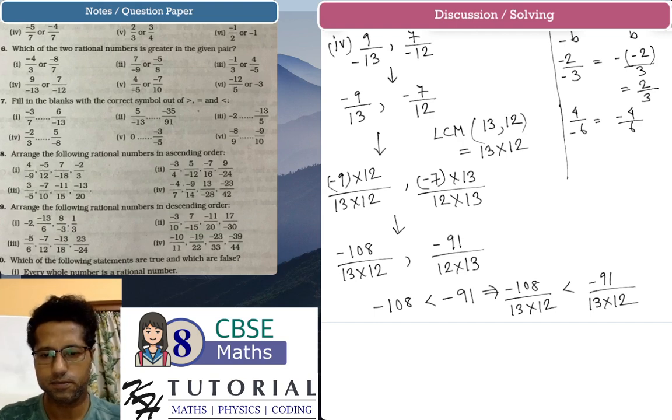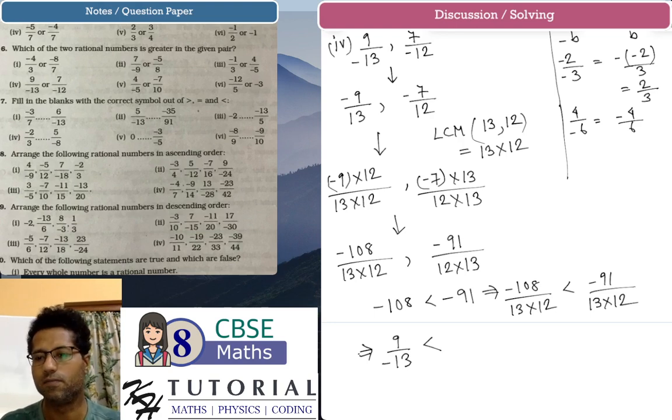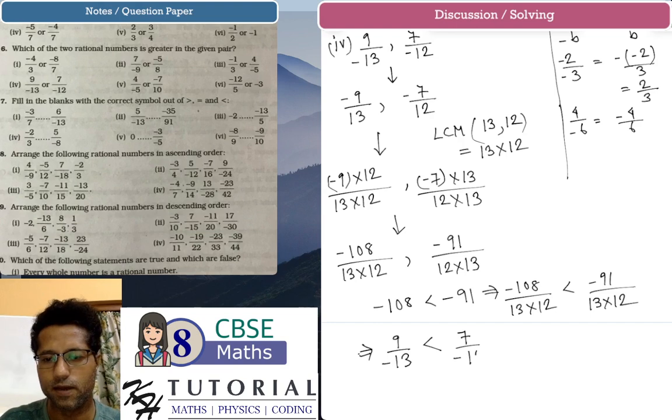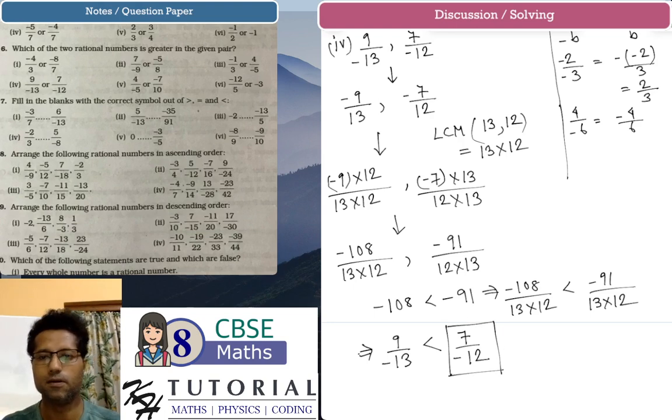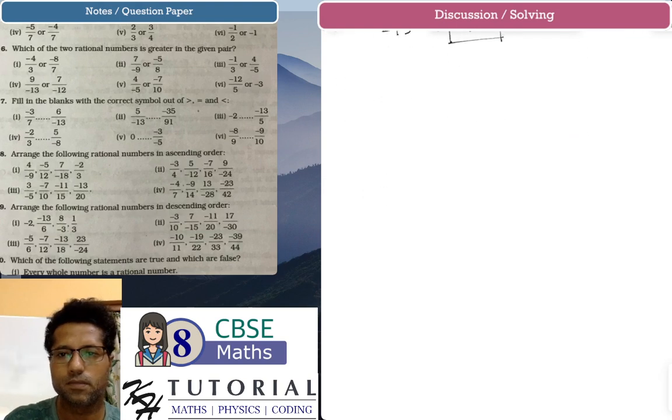Okay, now this implies the original rational numbers for minus 108 divided by 13 into 12 was 9 by minus 13. So this will be less than, and the original rational number for minus 91 by 13 into 12 was 7 by minus 12. So we have this relation, and so we can say that 7 by minus 12 is the greater rational number.